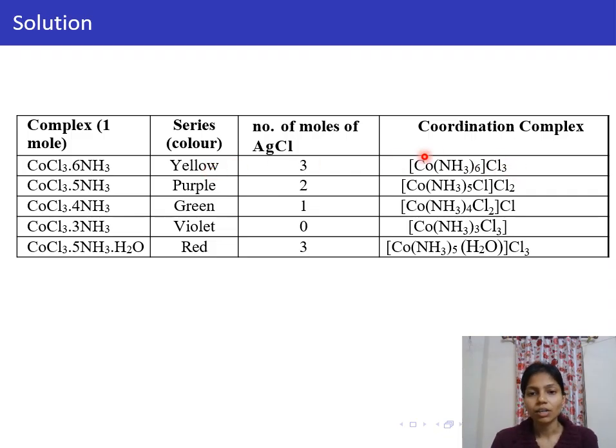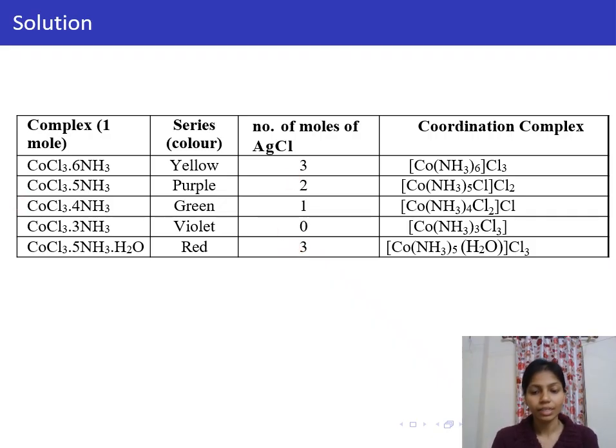We see the complex formula must be like this, where 6 ammonia is directly bonded and 3 chlorides will be outside the bond. So the 3 chlorides will be precipitated as silver chloride. In this case, when 5 ammonia, so 2 chloride, because it is making an octahedral complex, so 5 ammonia and 1 chloride will be attached, because for octahedral there should be 6 ligands attached to the metal atom. So they will make 2 moles of silver chloride, and then 4 ammonia will give 1 mole. So you see the question.